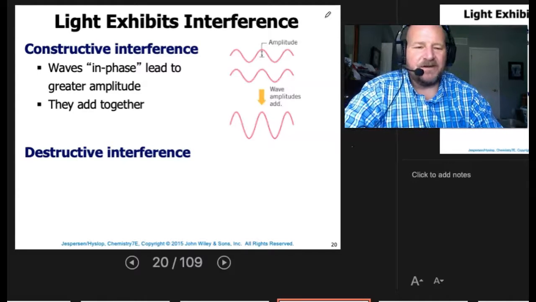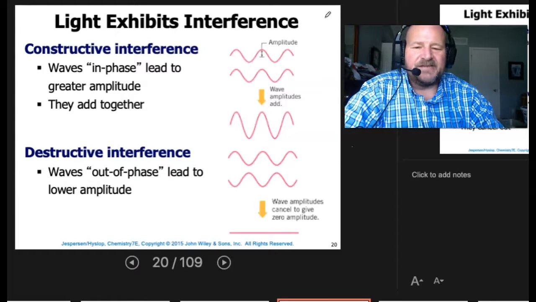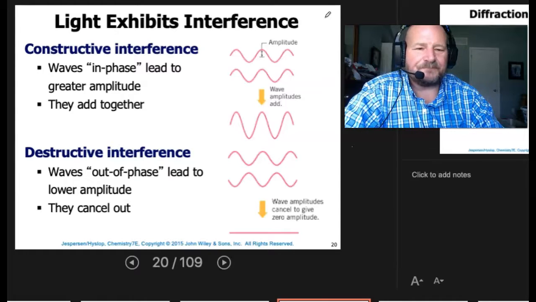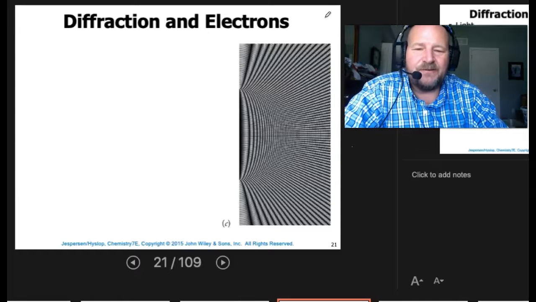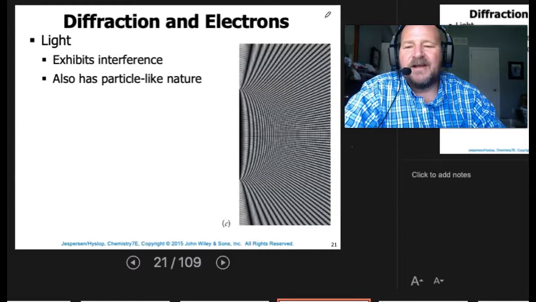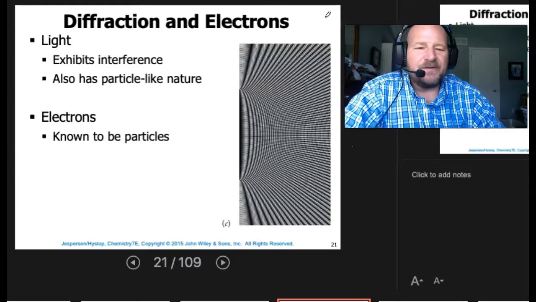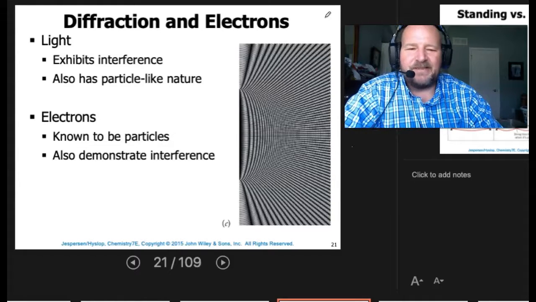We can also have destructive interference. So now they're off, it's called out of phase. And of course that's going to lead to a lower amplitude or maybe even no signal at all. So they'll just simply cancel out. All right, so the next experiment we're going to look at is the diffraction of electrons. So this is going to be pretty neat. So light will exhibit interference, but also has a particle-like nature. And so because it has a particle-like nature, we can look at electrons. We know they're known to be particles, but they're also going to demonstrate interference the way light does. All right, it's called the double slit experiment here.